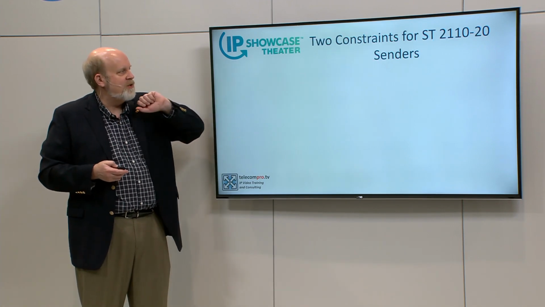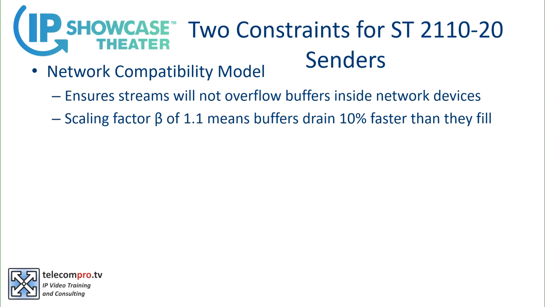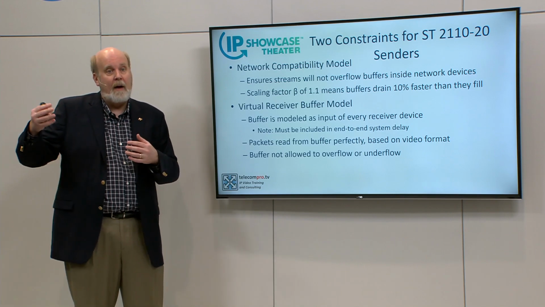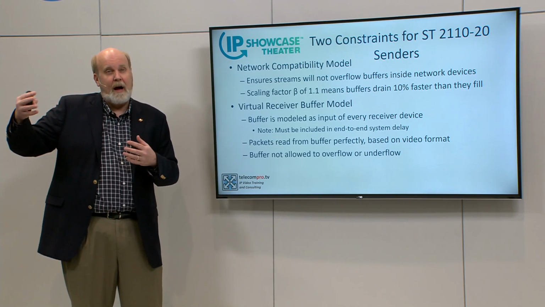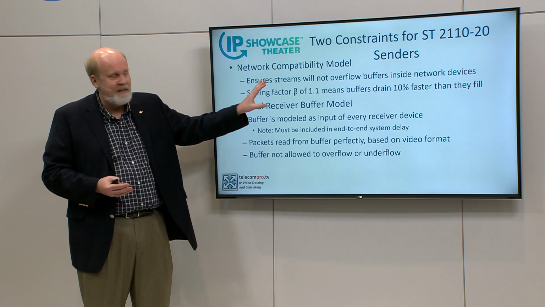So 2110-20 senders need to follow 2 constraints that are specified in our network compatibility model and our virtual receiver. Network compatibility means that we're not going to overflow the buffers in the switches. So we've got about a 10% fudge factor here. We're going to assume that the buffers drain 10% in the video that goes in. So if we're sending a 2.7 gigabit signal, we're going to have to allow about 2.7 plus 10%, so almost 3 gigabits of space on our IP network to carry that stream intact.